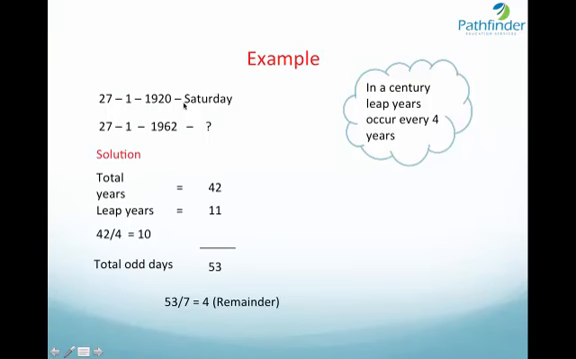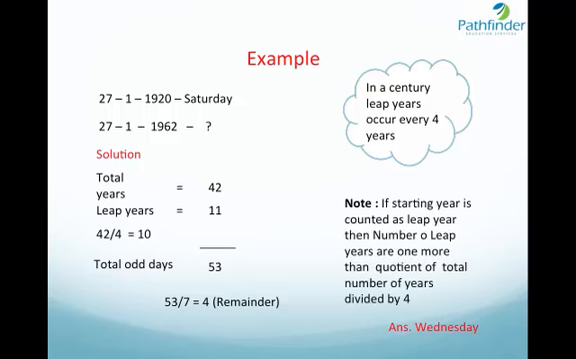And once we get 4 as the remainder, we know that it must be 4 odd days after Saturday. So we count 4 odd days after Saturday, that is Sunday, Monday, Tuesday, and Wednesday. So 27/1/1962 should have been a Wednesday. Now you must note again that if the starting year is counted as a leap year, then the number of leap years is one more than the quotient of the total number of years divided by 4.